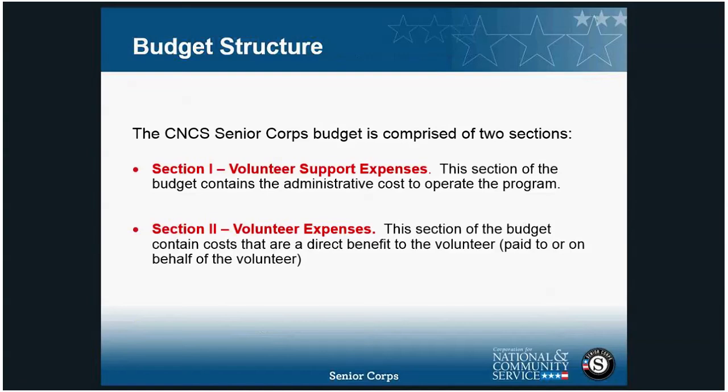This identifies how the CNCS budget structure is illustrated in the approved budget. Section 1 is comprised of all the volunteer support expenses. This is the section that represents your administrative costs to operate the program. Section 2 are all the volunteer expenses. These are the expenses that directly benefit the volunteer.